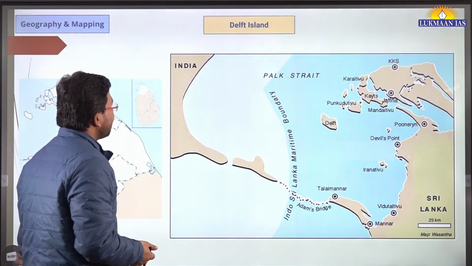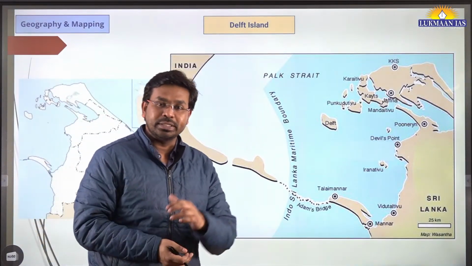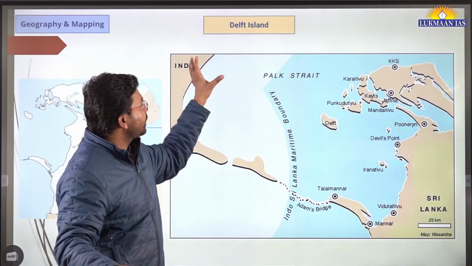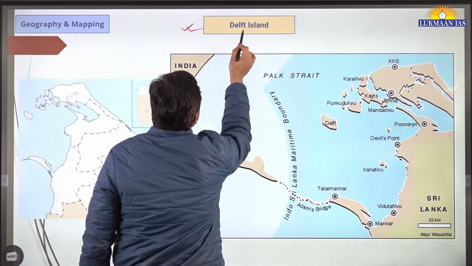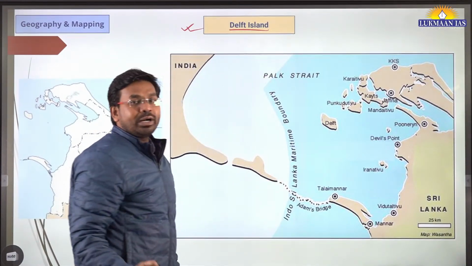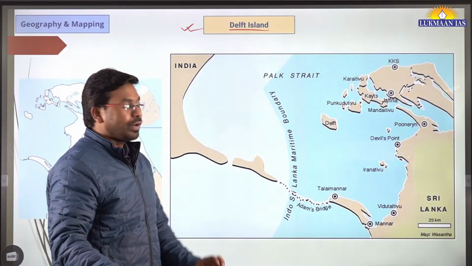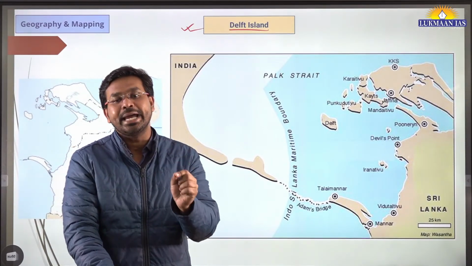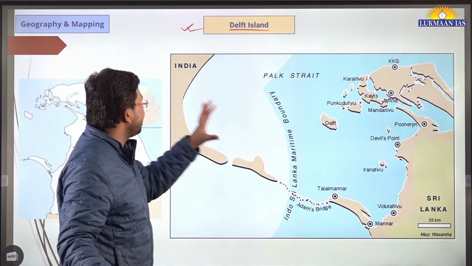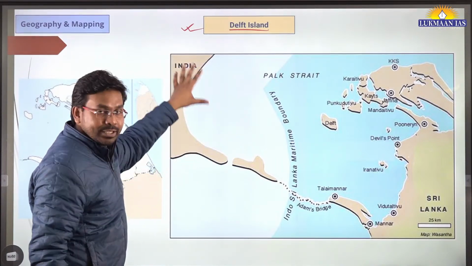This is going to be a mapping topic, places in news, so generally we call it places in news, and this particular island was in news. It is known as Delft Island. So where is this island located? This island is located between India and Sri Lanka. So this is the southern portion of India.